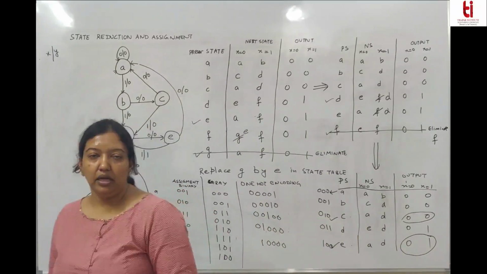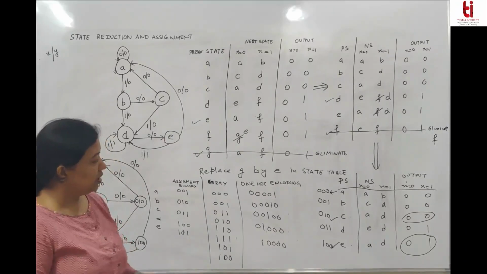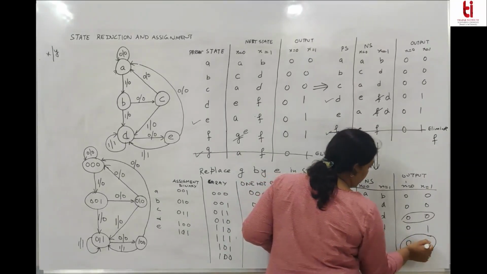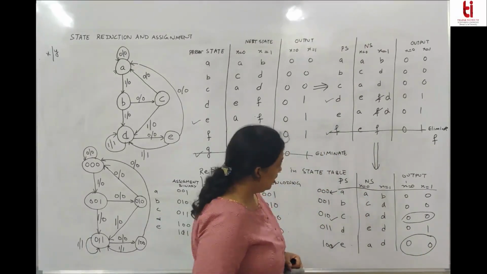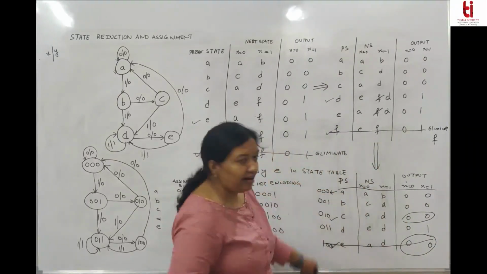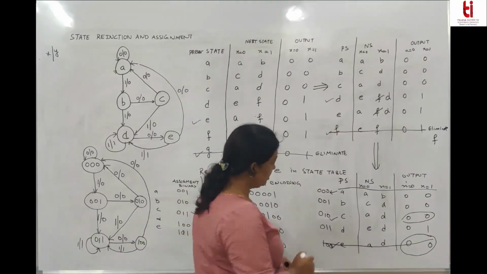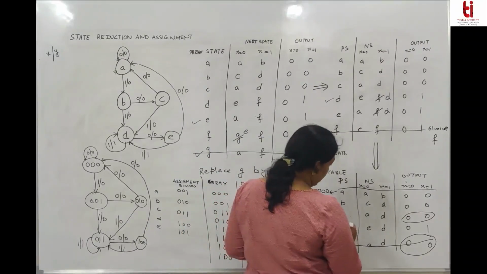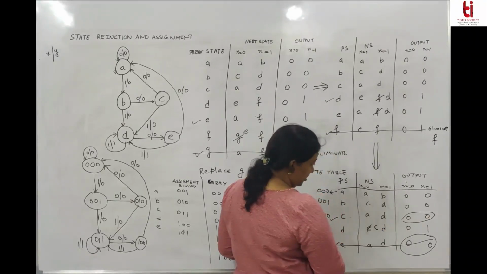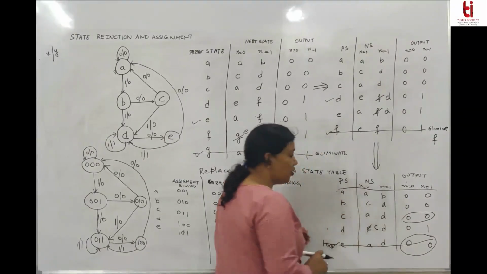Sometimes it may happen that for this also it reduces. Suppose this output was 0. Suppose. So this would have been reduced. So we are left with 4 states. That means E has been replaced by C. And we would have got 4 states.